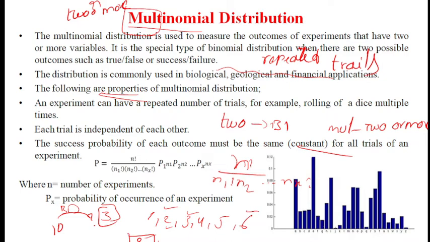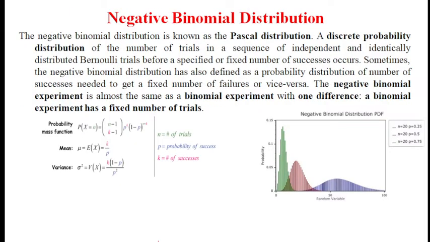Let us go to the next one, negative binomial distribution. The negative binomial distribution is known as Pascal distribution. What is the other name for this negative binomial distribution? Pascal distribution.